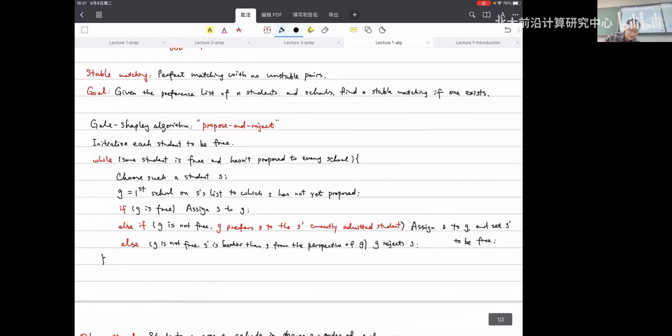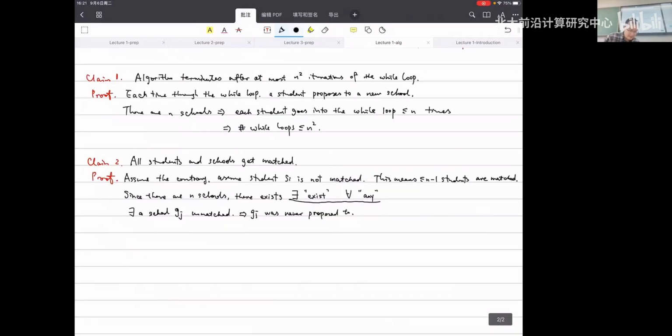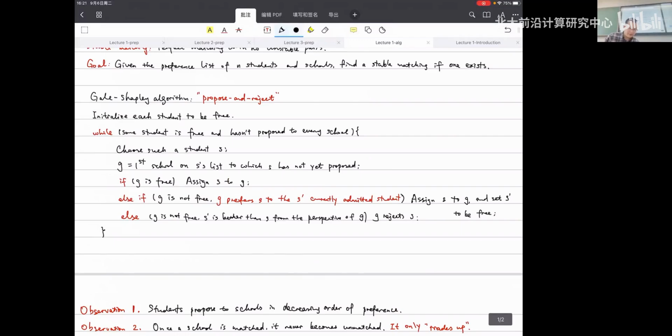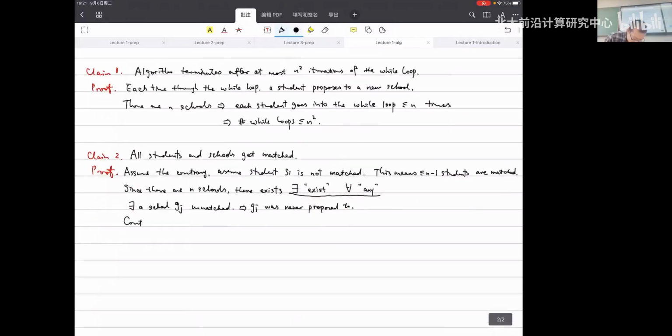However, on the other hand, we want to consider claim 2 here. The contrary we assume is that even after the termination of the Gale-Shapley algorithm, the student SI is not matched. This is just a contradiction because in the while loop, some student is free and hasn't proposed to every school. So the contradiction point is that SI has not proposed to GJ, but the algorithm ends. So we get this contradiction.